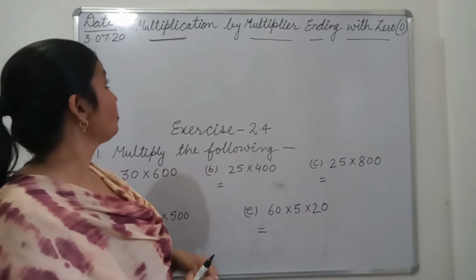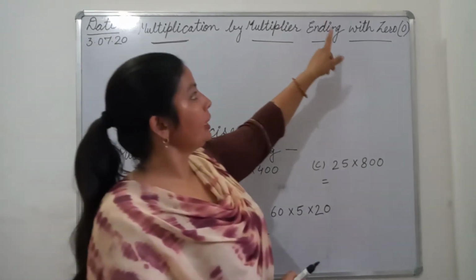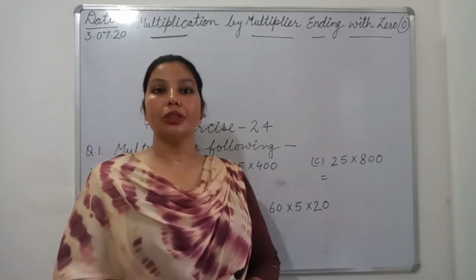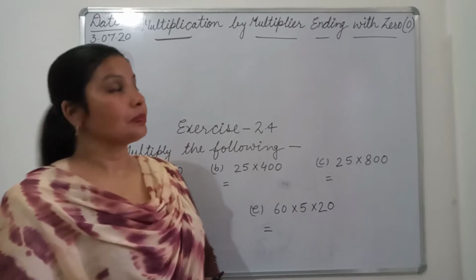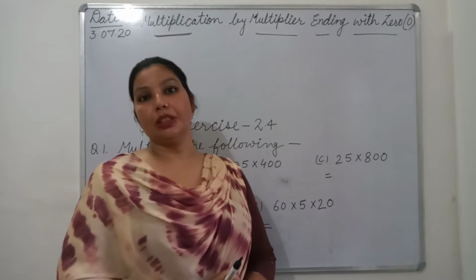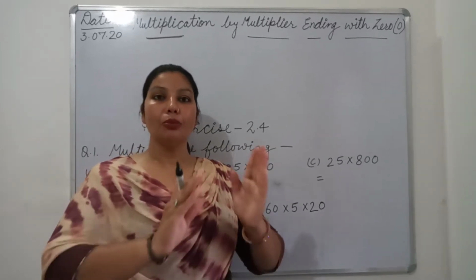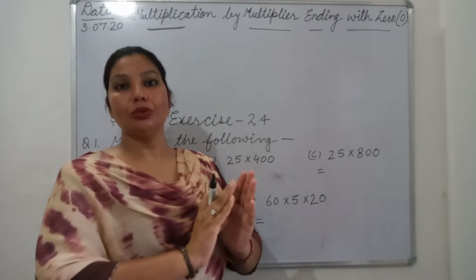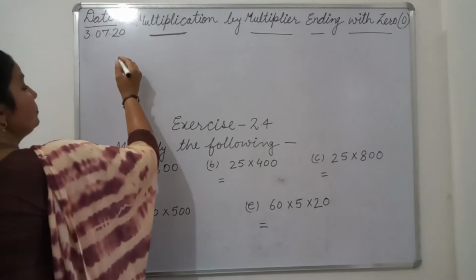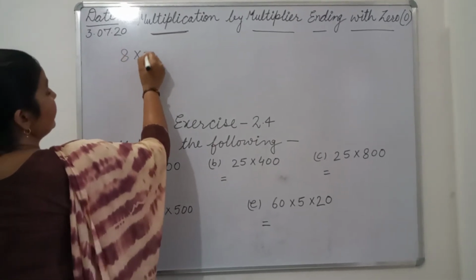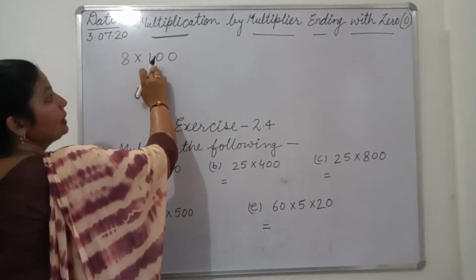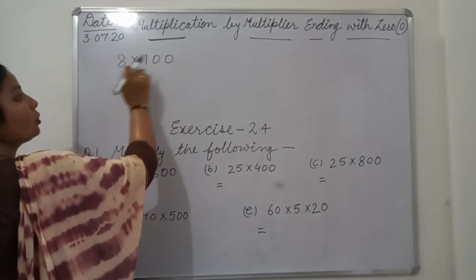Today we will continue our topic, multiplication by a multiplier ending with zeros. When we have a number ending with 0, how do we multiply? For that we have a process: first of all we multiply the non-zero digits, and then however many zeros we have in the number, that many zeros we will use as it is. For example, if we have 8 multiplied by 100, you will see that there is a multiplier ending with zeros. So how will we multiply?